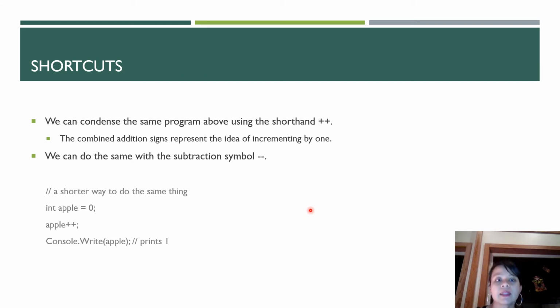We can condense the same program that we just wrote using the shorthand plus plus. The combined addition sign represents the idea of incrementing by 1. We can do this also with the subtraction symbol. It's a shorter way to do the same thing. Just now we had integer apple equals 0, then apple equals apple plus 1, and then we print apple. We can just go apple plus plus. This will also print 1. So this is just incrementing by 1. You can test this out in Visual Studio as well.